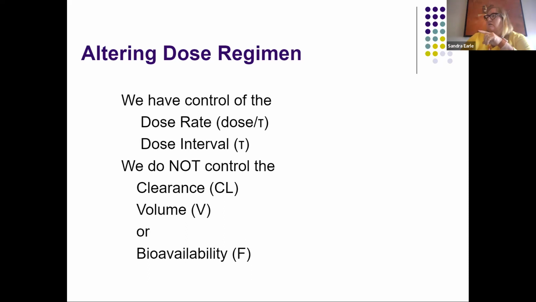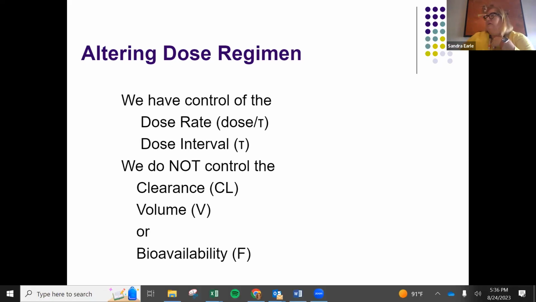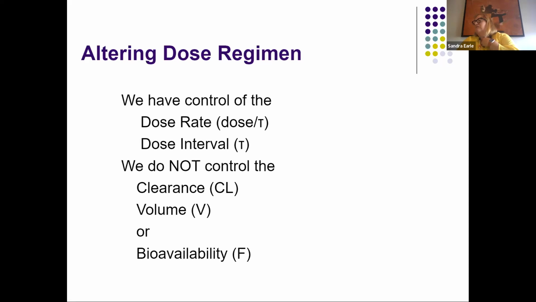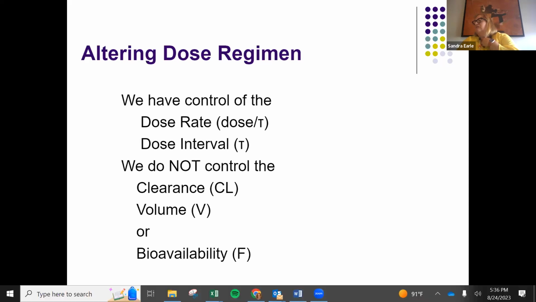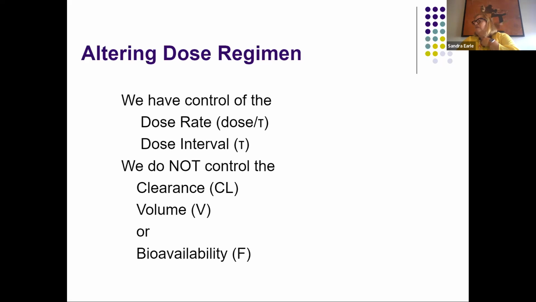Is this sharing? Sorry. Since we know what we need to do, it's correct, right? I'm capturing that. Sorry. Okay.